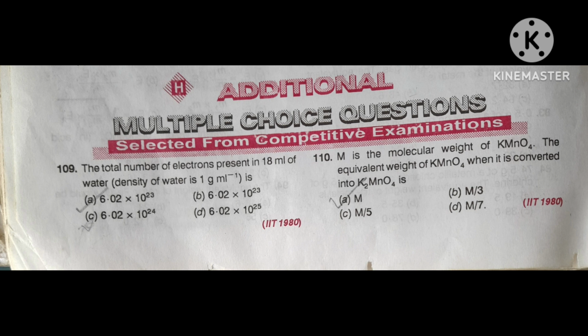First and second options, I think, have a printing mistake. One is maybe 22, the other 23, then the third is correct, 24, and the fourth one is 25. But the correct answer is C, that is 6.02 into 10 to the power 24. Easily you can calculate.